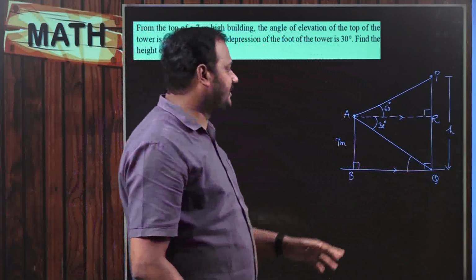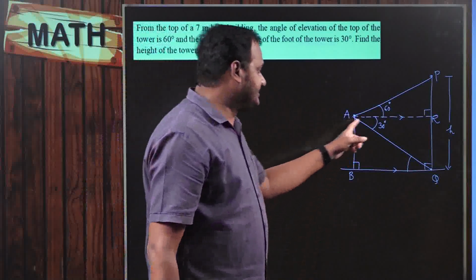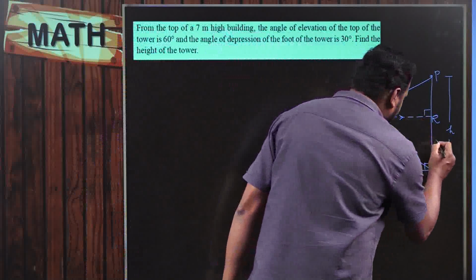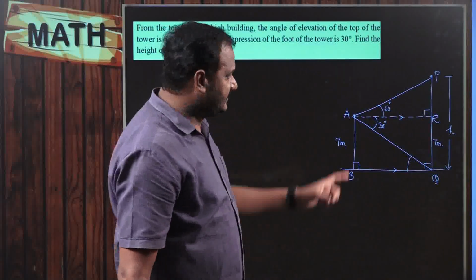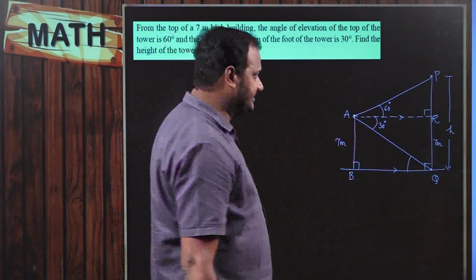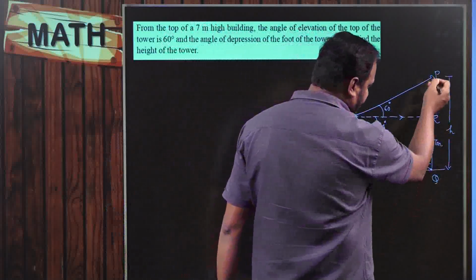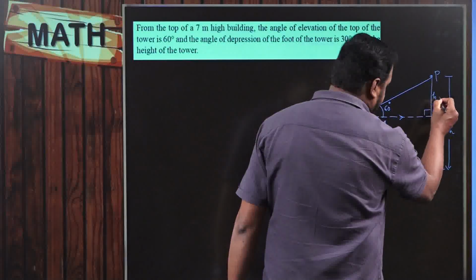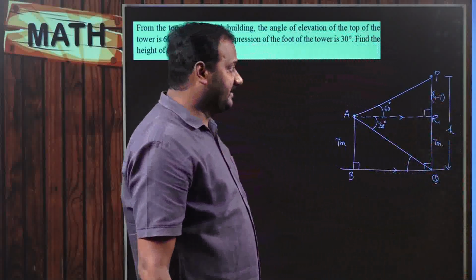But is it really required to make this angle 30 degrees? Let us have a look at that. Since this is a rectangle, this is 7 meters, so this one is also 7 meters. Right? AB is equal to 7 and RQ is also equal to 7 meters. This total length is equal to h. This one is only 7. What about this length PR? This PR is equal to h minus 7 meters. PR equals h minus 7.